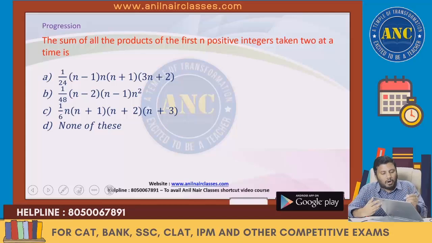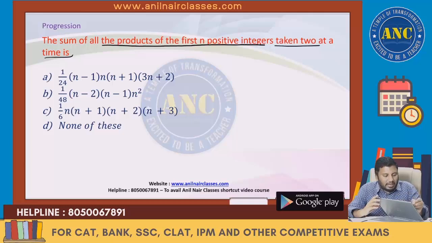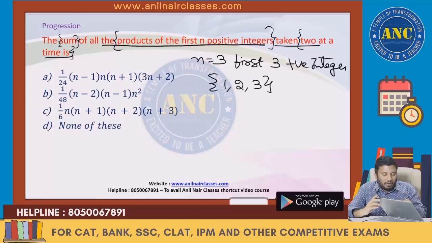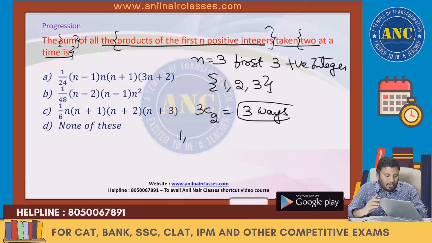Sum of all the products of the first n positive integers taken 2 at a time. First one, take n equivalent to 3. So that means it is the first 3 positive integers, which is nothing but 1, 2, 3, taken 2 at a time. Out of 3, if I select 2, 3C2, there will be 3 ways. What are those 3 ways? 1, 2; 1, 3; and 2, 3.